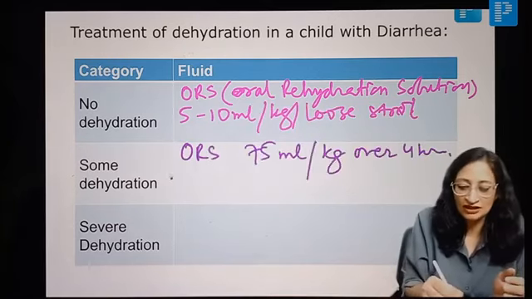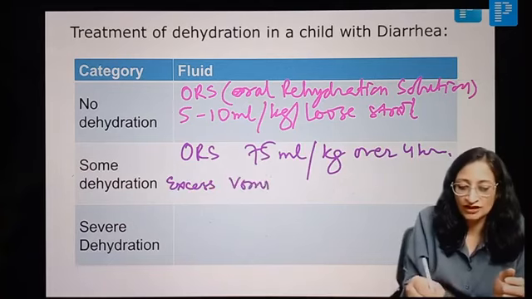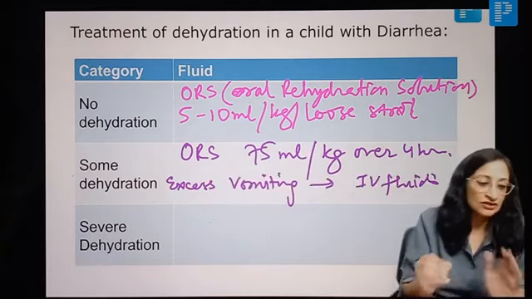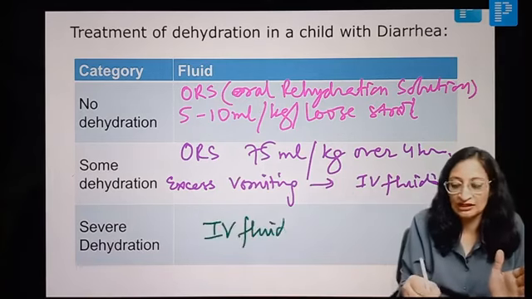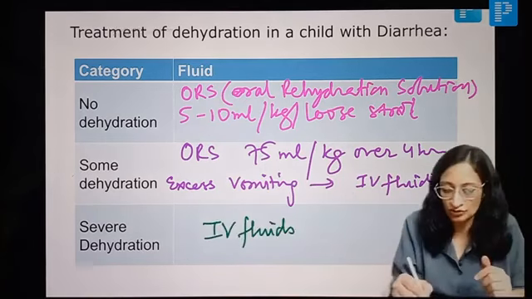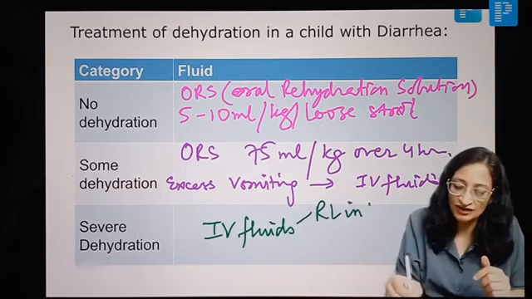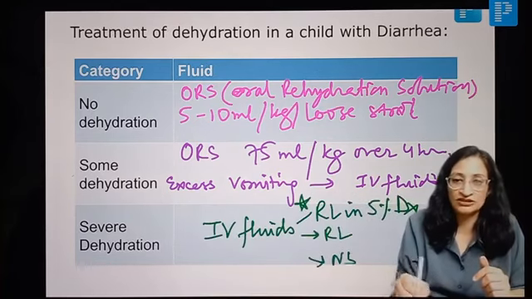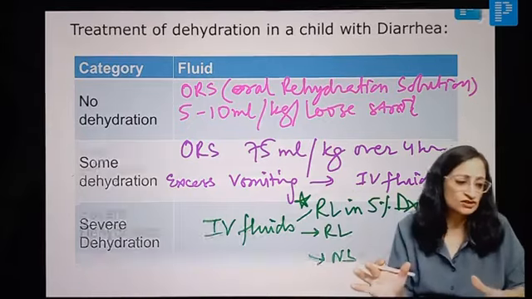But if the child is having excessive vomiting, then you might have to give IV fluids, as the child may not be able to take orally. While severe dehydration, we treat it with IV fluids mainly. And if the child is able to take orally, you can add on ORS. The IV fluid of choice is RL in 5% dextrose. If that is not available, you can use either RL or normal saline. Dextrose alone is not used.